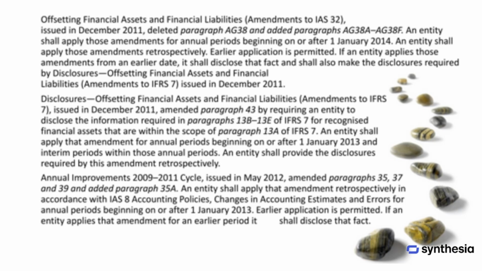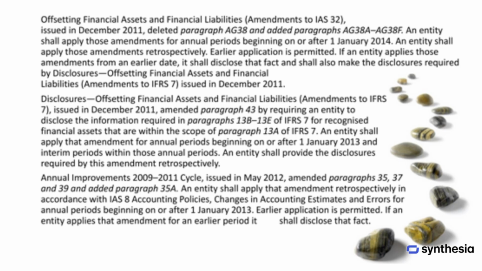The Offsetting Financial Assets and Financial Liabilities Amendments to IAS 32, issued in December 2011, deleted paragraph AG 38 and added paragraphs AG 38A to AG 38F. Entities are required to apply these amendments for annual periods beginning on or after January 1, 2014, and they must be applied retrospectively. Earlier application is permitted. If an entity applies these amendments from an earlier date, it must disclose that fact and also make the disclosures required by the Offsetting Financial Assets and Financial Liabilities Amendments to IFRS 7, which were issued in December 2011.